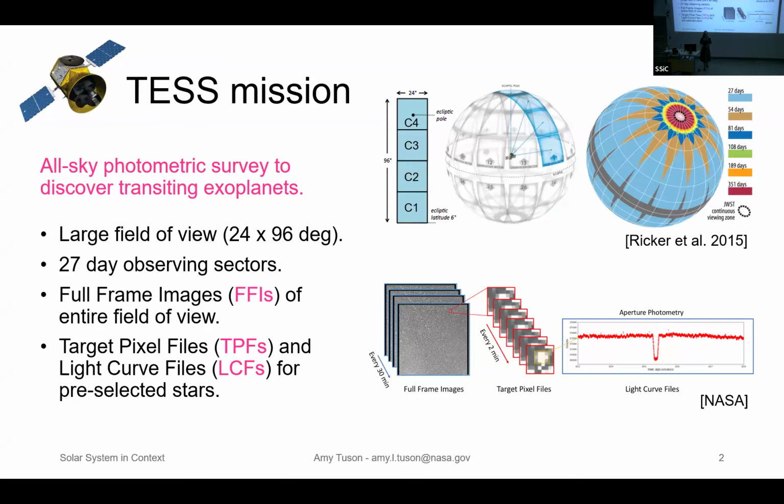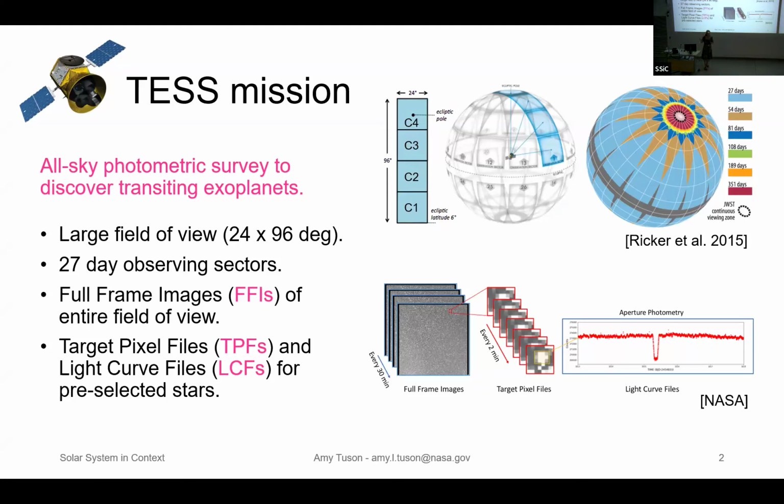TESS is an all-sky photometric survey designed to discover transiting exoplanets. It has 4 cameras, each of which has 4 CCDs, and a large combined field of view that extends all the way from the ecliptic plane to the ecliptic pole. TESS observes the sky in a series of 27-day-long observing sectors, and during this time it provides almost continuous photometry for its entire field of view.